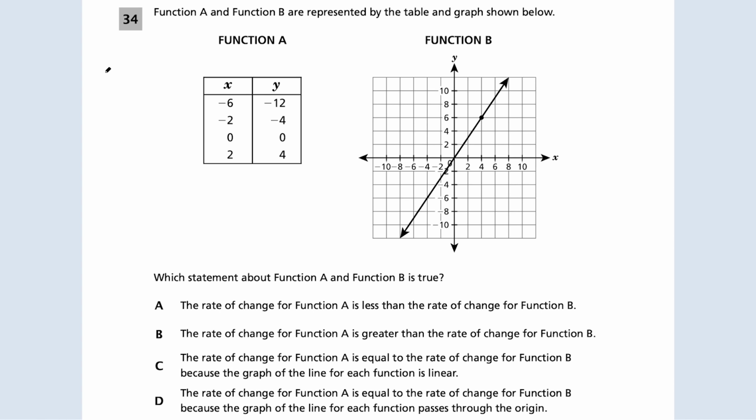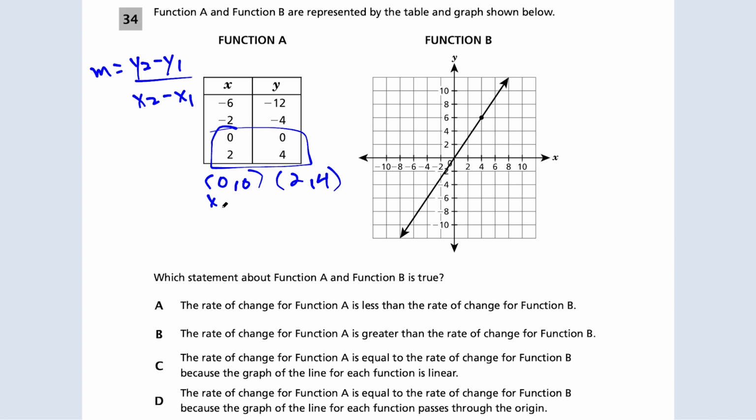So question 34, we're finding rates of change yet again. So we're going to use this formula, m equals y2 minus y1 over x2 minus x1, because we have to compare the rates of change of function A and function B. So looking at this, I could pick any 2 points that I want. So I'll go ahead and pick the points where the numbers are the easiest. I would rather pick 0 and positive numbers than work with these negative numbers here. So that would mean I'm using the point (0, 0) and the point (2, 4). So this is going to be my x1, y1, and this is going to be my x2, y2.